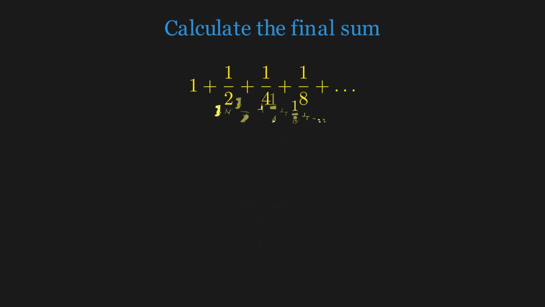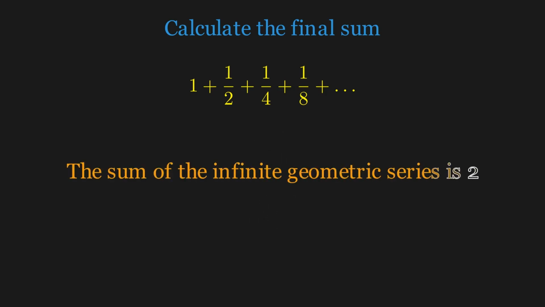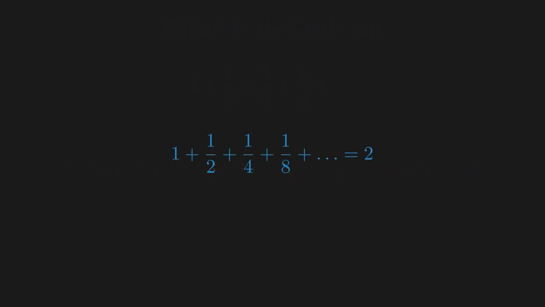Finally, we calculate the sum. We have 1 divided by 1/2, which is the same as 1 times 2 upon 1, which equals 2. And there we have it. The sum of this infinite series is 2. It might seem strange that adding an infinite number of terms results in a finite sum, but that's the fascinating part of mathematics.